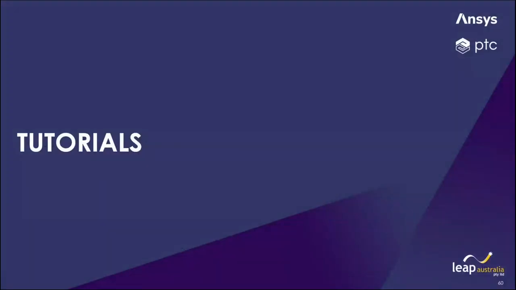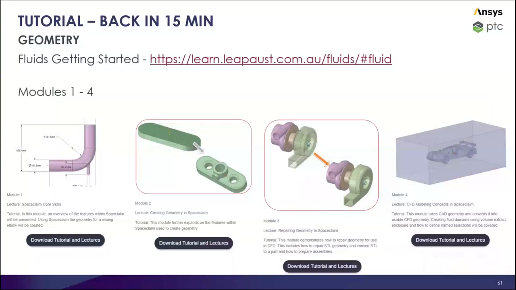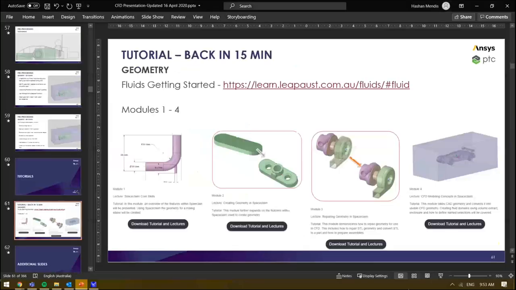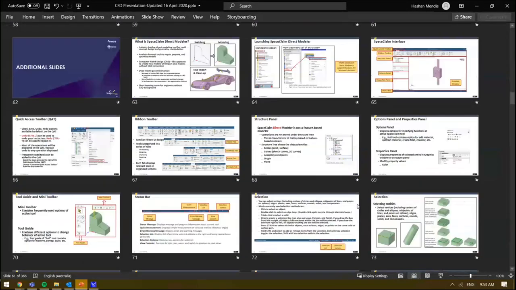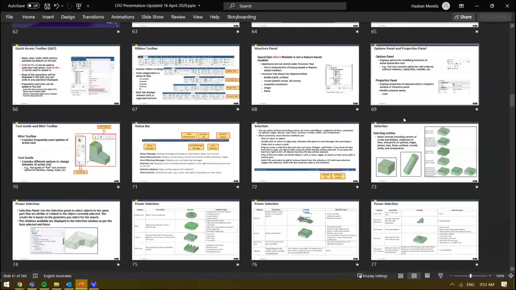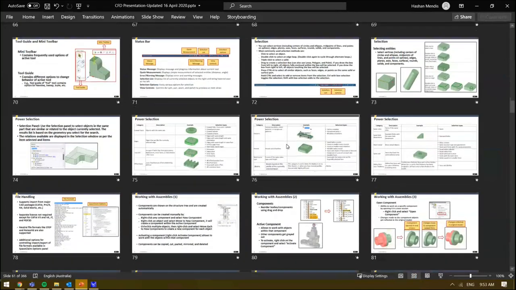Regarding tutorials, if you hop on that getting started side, there are some modules. You can just go from 1 to 4. A lot of these are talking about SpaceClaim core skills, so creating and moving geometry, repairing, and then extracting geometry as well for fluids analysis. Again, these additional slides, you can go through them at your own pace. These go into a lot more detail about what you can do.